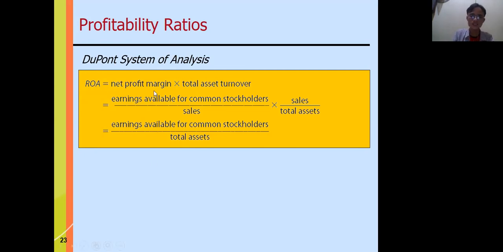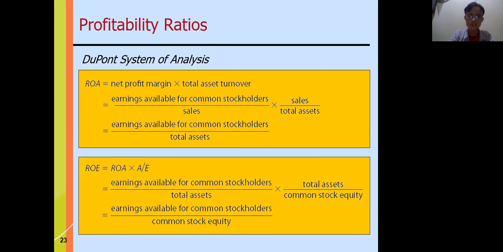In this case, we have the net profit margin multiplied by the total asset turnover. Knowing the formulas of the two, substituting the formulas, we can eliminate sales, remember? And then earnings available for common stockholders divided by total assets, because sales will be eliminated, we can get the return on total assets, right? So by multiplying two formulas, we can also get other ratios. That's the point of the DuPont system of analysis.